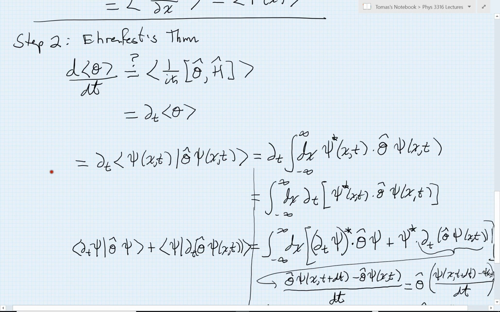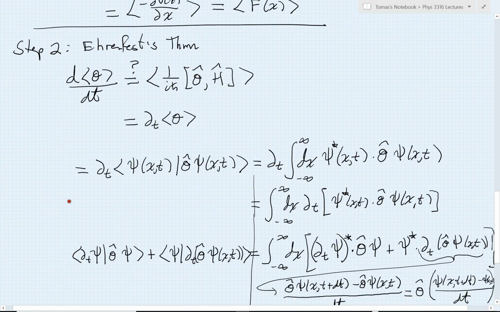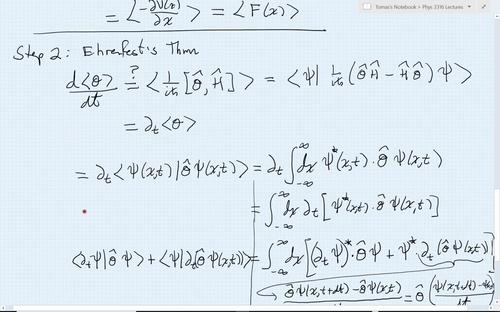I'm hoping to get this funny commutator, right? I'm hoping to get OH acting on psi and then HO acting on psi with some kind of a minus sign, right? In fact, let's write down the kind of thing we're hoping for here. This would be psi integrated against 1 over iħ. And here I'll write it all out. I want OH acting on psi and then subtract off HO all acting on psi. I'm hoping for something like this. And I almost have it.